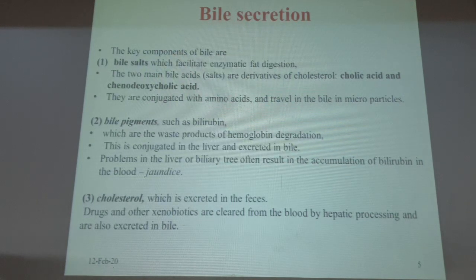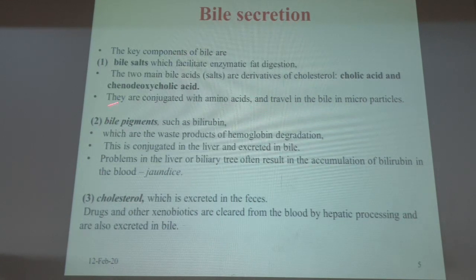They are conjugated with what? With amino acids, glycine and taurine, to form, for example, glycocholic acid, taurocholic acid, and glycochenodeoxycholic acids. Then with sodium and potassium they form bile salts. So bile acids and bile salts are interchangeable. Whenever there is sodium and potassium binding to the bile acid, it forms bile salt.